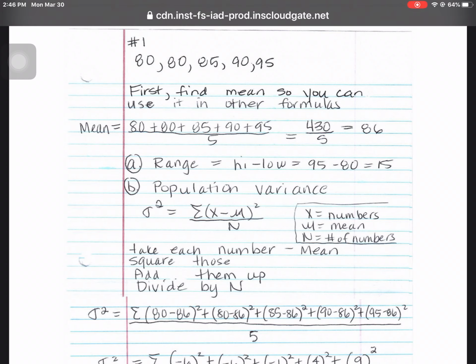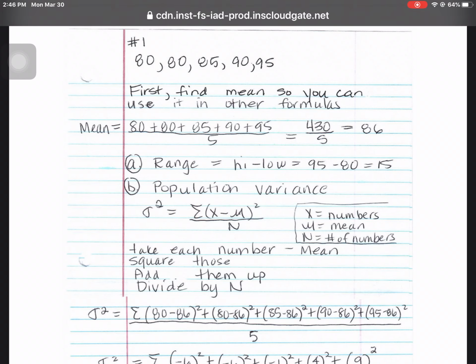The population variance, part B, is that formula. To the right, I have what each of those stands for. X is the numbers, or 5 numbers. Mu, the curly M, is the mean. Capital N is the number of numbers. This is for a population. Now, what does all that mean? The sigma, the thing that kind of looks like an E, means to add.